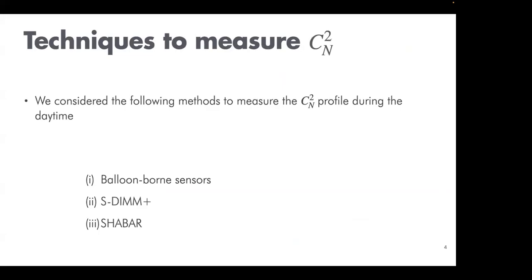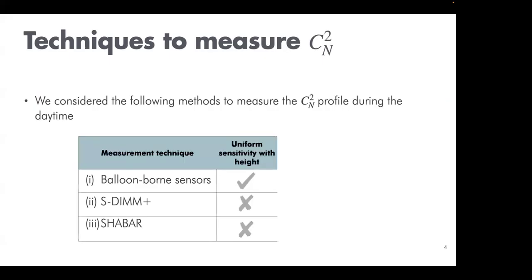So we considered 3 different techniques to measure the CN square profile. The classic sort of balloon-borne temperature sensors, and S-DIMM plus and SHWFS are optical methods where S-DIMM plus is basically just an extension of the DIMM where you use image motion measurements, and SHWFS uses scintillation measurements to get to the CN square.